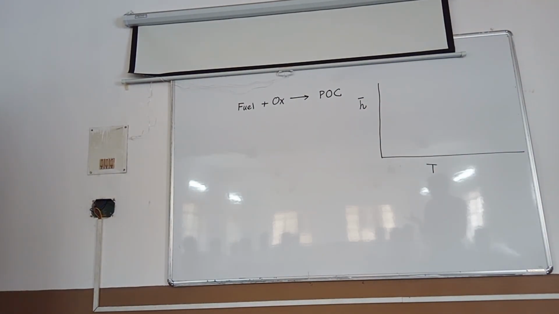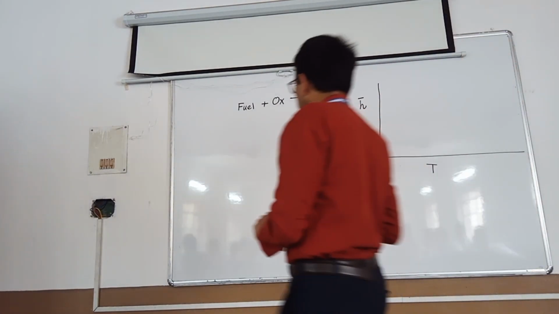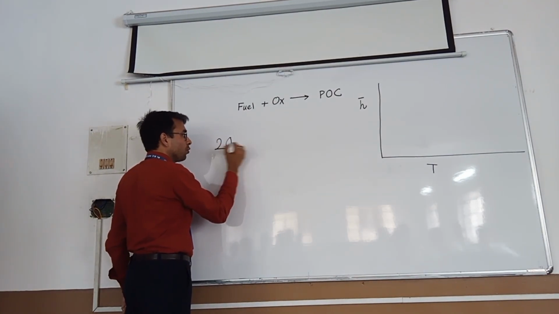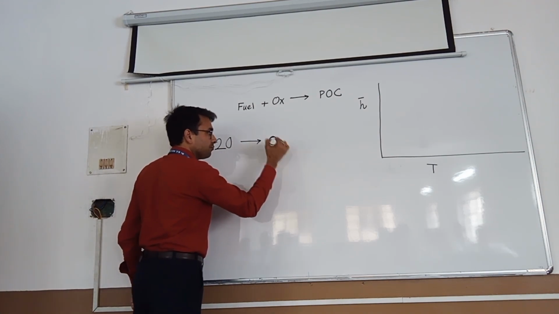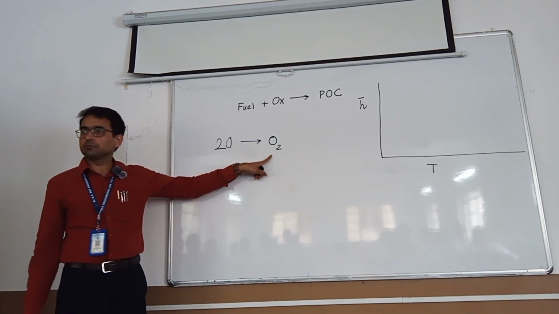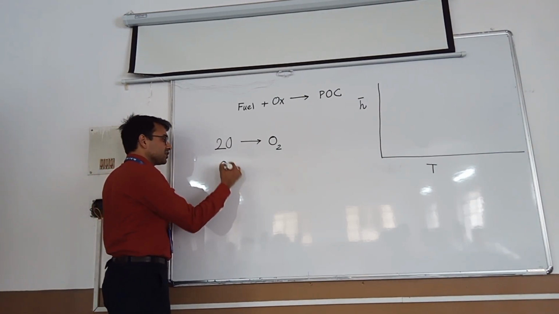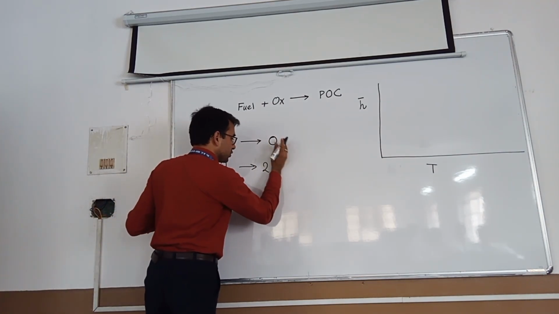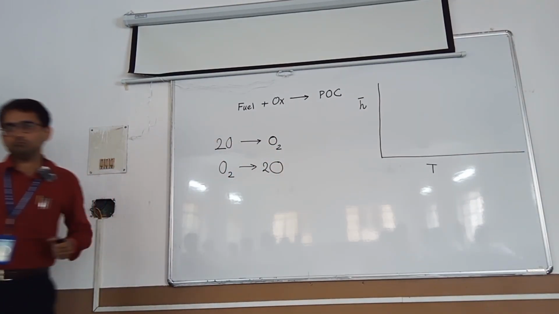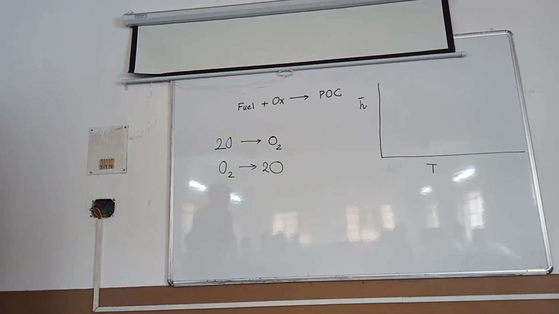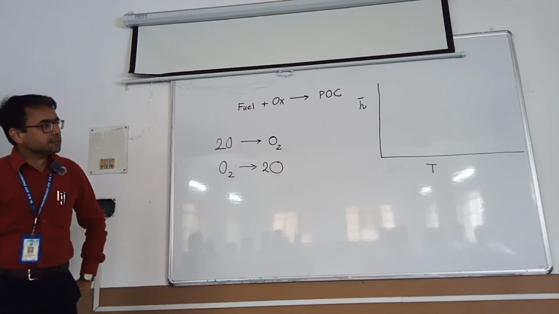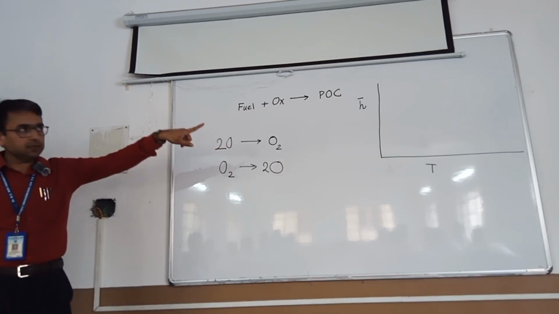Whenever something is produced, it is produced from something else, right? So for every reaction, you can understand it in terms of some products and reactants. Say for example, oxygen is produced. Oxygen is produced from two O atoms. So this is a forward reaction. You can also have a reaction like this: O2 is dissociated to 2O. Clear?